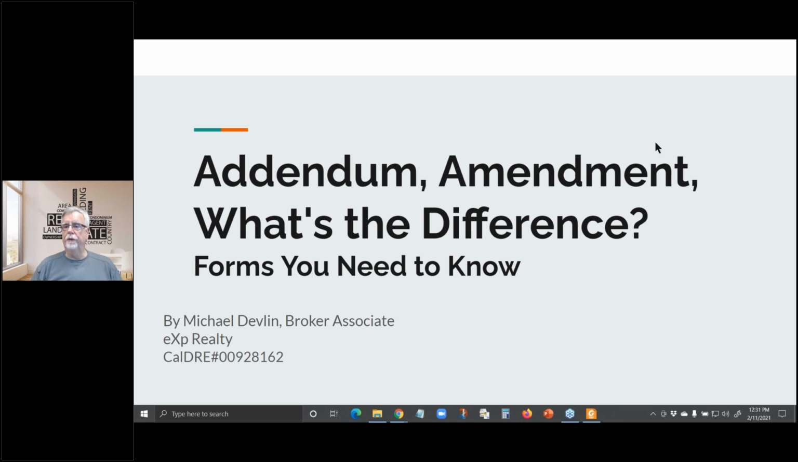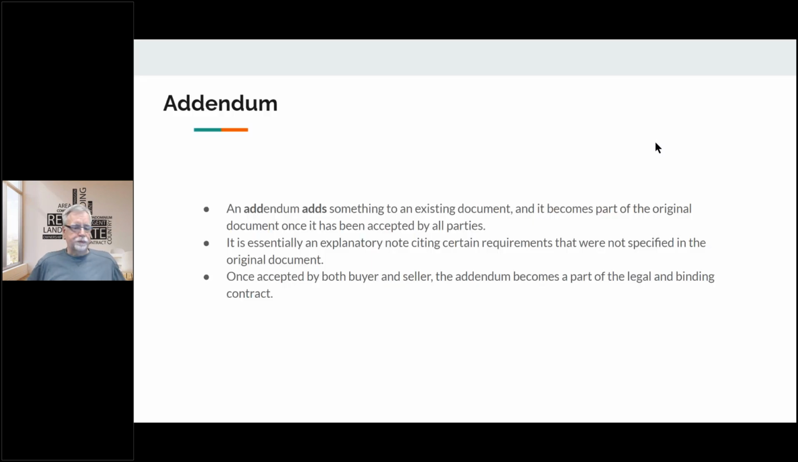So to begin with, the wording of addendum and amendment kind of gives away what they are about, because the beginning of the word addendum is "add." An addendum is something that adds something to an existing document, and by adding it, it becomes part of the original document. It is an explanatory note, citing certain requirements that were not specified in the original document. When the addendum is accepted by both the buyer and the seller, it becomes part of the binding agreement.